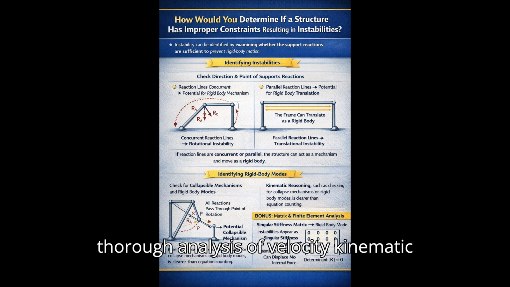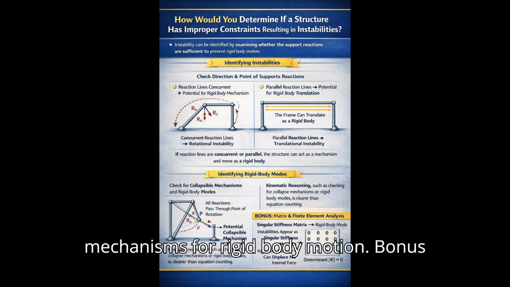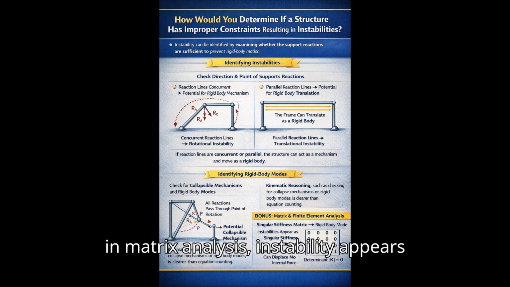A thorough analysis of velocity kinematic vector equations can be solved to determine if all speed variables are zero, indicating stability, with no mechanisms for rigid body motion. Bonus: in matrix analysis, instability appears as a singular stiffness matrix.